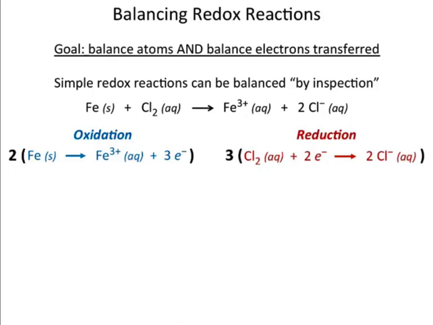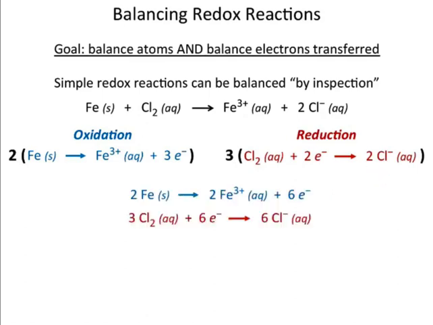And so what we do is we multiply each half reaction by some factor. And when we do this, it means we distribute this factor all the way in. So there will be 2 irons, 2 Fe 3+, and 6 electrons. Then over here, to make 6 electrons, we have to multiply by 3. So that gives us 3 chlorines, 6 electrons, and 6 chloride ions.